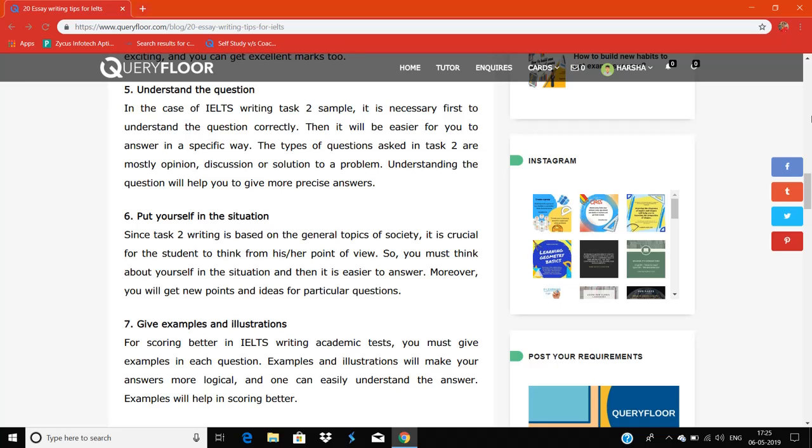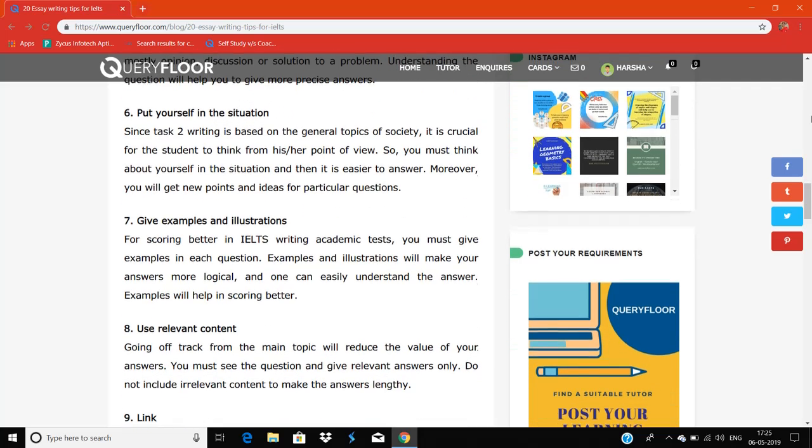Understand the question. In the case of the IELTS writing exam, task number 2, it is necessary first to understand the question correctly. Then it will be easier for you to answer in a specific way. The types of questions asked in task 2 are mostly opinion, discussion, or a solution to a problem. Understanding the question will help you give more precise answers.